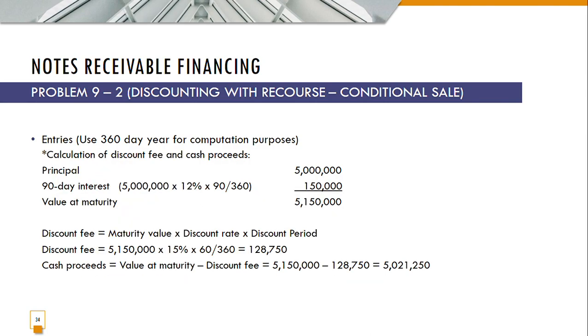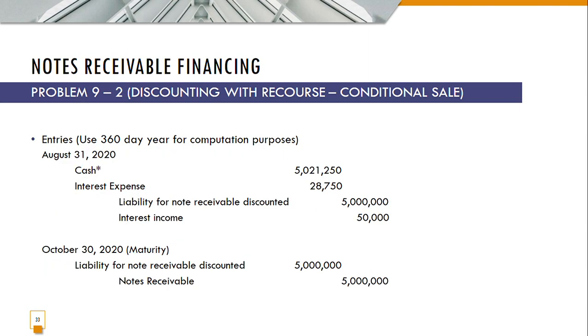So let's calculate the discount fee. So principal of 5 million, first we calculate value at maturity. So 5 million principal, you add on the 90 days of interest. So 5 million times 12% times 90 over 360, so that gives us 150,000. So total value at maturity of 5,150,000. So the discount fee is 5,150,000 times 15% discount rate times the remaining term of 60 days. 60 over 360, so that's 128,750, giving us a net cash proceed of 5,021,250.